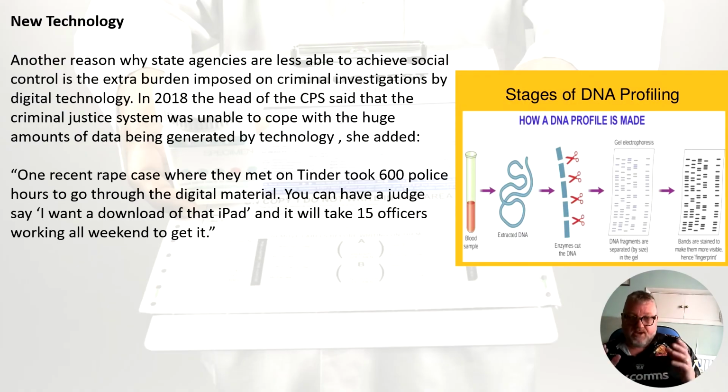She added that in one recent rape case where they met on Tinder, it took 600 police hours to go through the digital material. You can have a judge saying, I want a download of that iPad, and it will take 15 officers working all weekend to get it. Now, obviously, a rape case is very serious. They've got to do it. But if it takes that amount of time, those police officers are not out investigating crime.